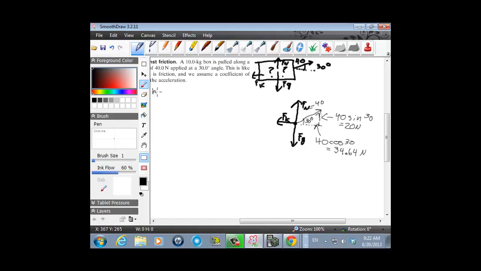Okay, so let's take a look. Remember, horizontal and vertical act separately. So horizontal, vertical, they act separately.